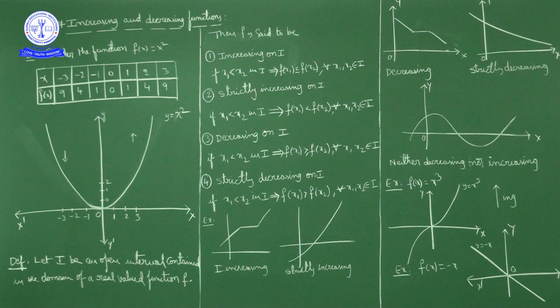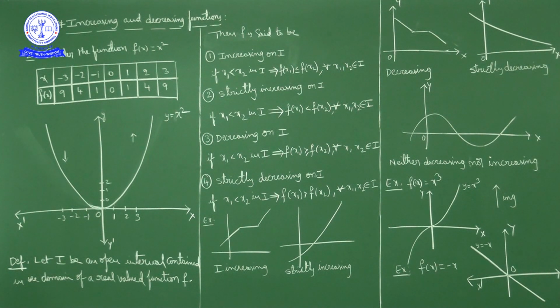Now for example, f of x equal to x square. Here 1 comma 2 belongs to the interval 0 to infinity. Now 1 less than 2 in I, and f of 1 is 1, f of 2 is 4. So f of 1 is less than or equal to f of 2. This is true for every x1, x2 belongs to I. In 0 to infinity, any two numbers you take, 1 and 3 if you consider, 1 less than 3, f of 1 is less than f of 3. It is an increasing function.